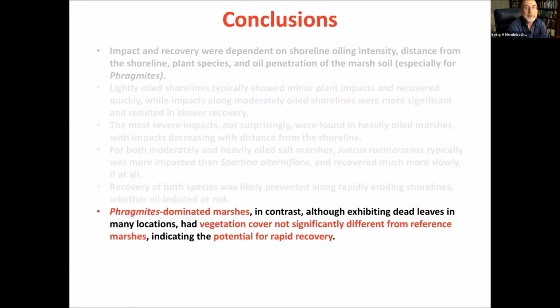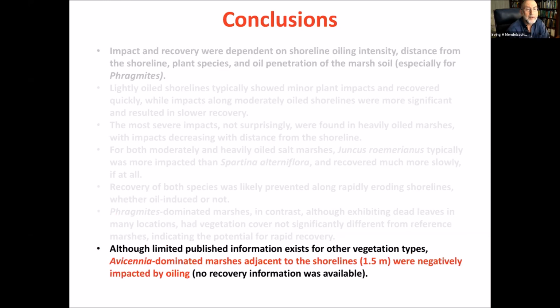Phragmites dominated marshes, in contrast, although exhibiting dead leaves in many locations, had vegetation cover not significantly different from reference marshes, indicating the potential for rapid recovery. And finally, although limited published information exists for other vegetation types, including Avicennia, Avicennia dominated marshes adjacent to shorelines within 1.5 meters were negatively impacted by oiling. And there is certainly much evidence for that.